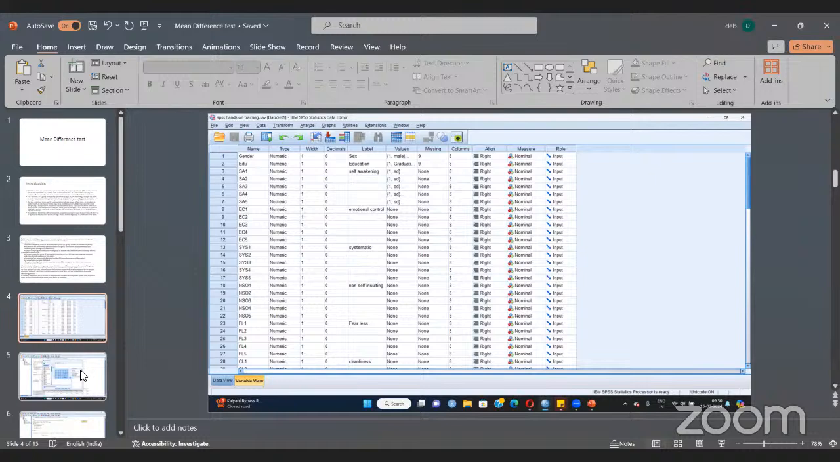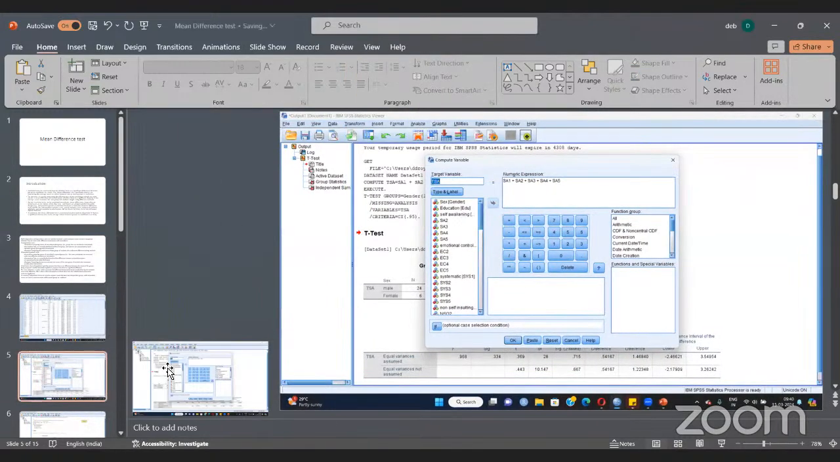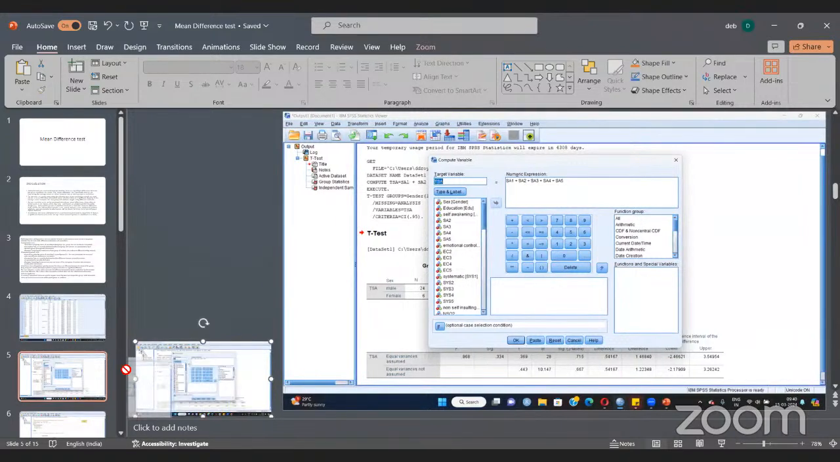Now I am coming to the next stage. Next stage is I have the 5 items measuring self-awareness. Therefore, I have computed the total score, that is TSA, based upon the summation of 5 items. Okay.